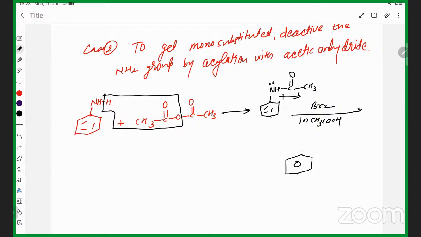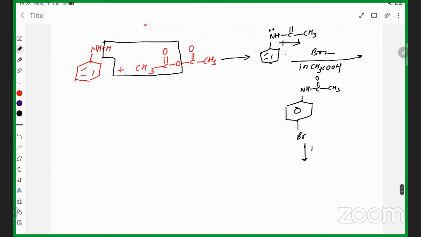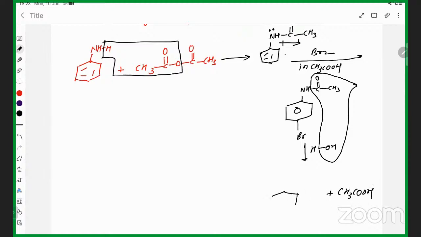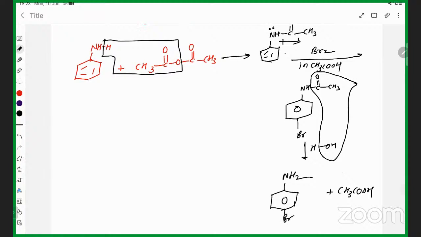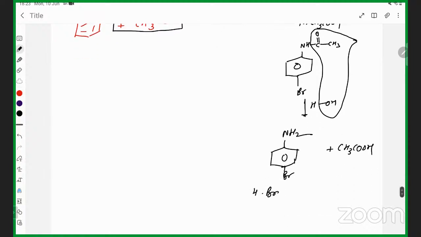Here you see, we can write NH C double bond O CH3, right? And downside it will be Br. Now you can hydrolyze with HOH, so acetic acid, CH3 C double bond OH, will come out. What is the remaining product? You can see NH2, and here is going to be Br. It is 4-bromoaniline.